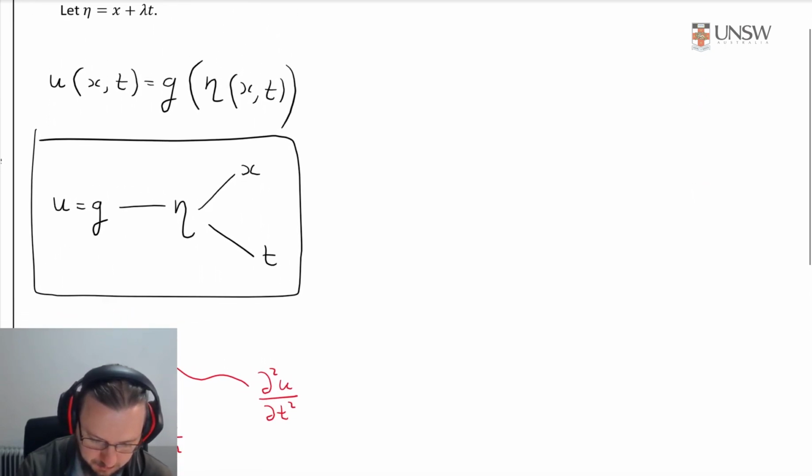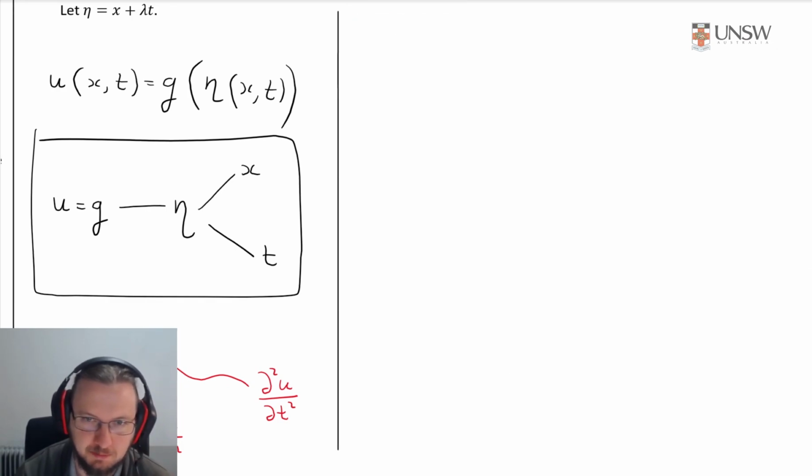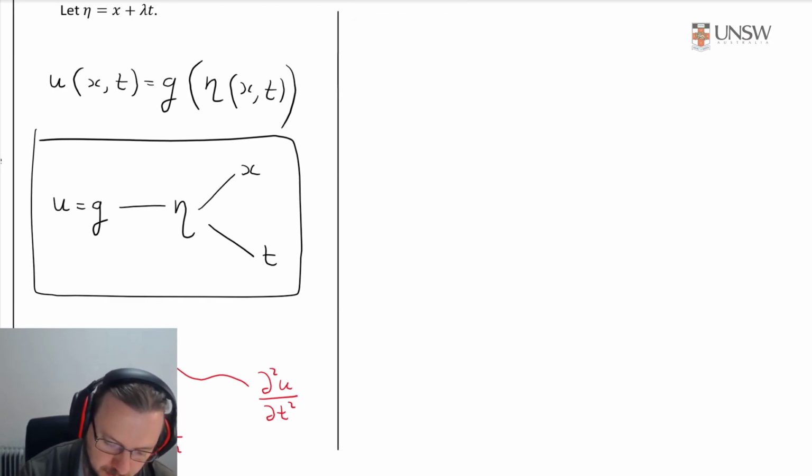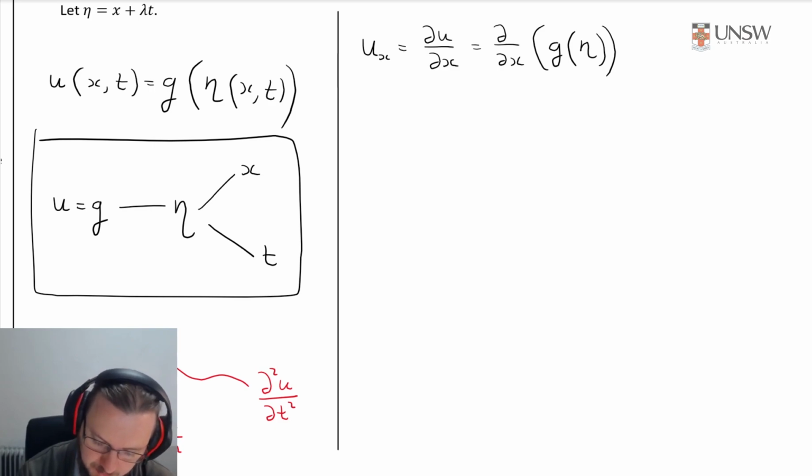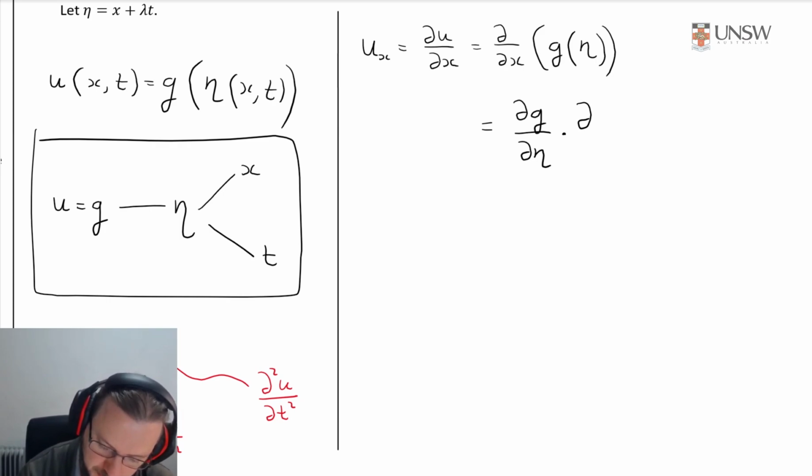So we're really just being asked to calculate two second order partial derivatives. Okay, so how do we do that? Well, I'm going to have to start by calculating the first order derivatives. So what is u subscript x, which is just the partial derivative of u with respect to x? That is the partial derivative of g of what I've called eta. Now, the chain rule just tells you that this is going to be the partial derivative of g with respect to its variable, eta, times the partial derivative of eta with respect to x.